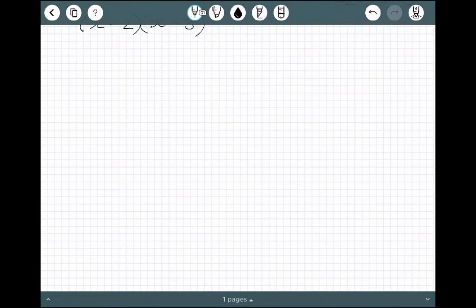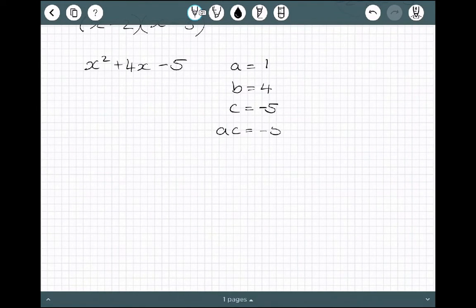Okay, so here we're going to take x squared plus 4x minus 5, and we're going to factorize that. So remember, we write down our coefficients. So a is equal to 1, b is equal to 4, c is equal to negative 5. Remember, you need to have your equation written in the same order. AC is equal to negative 5.